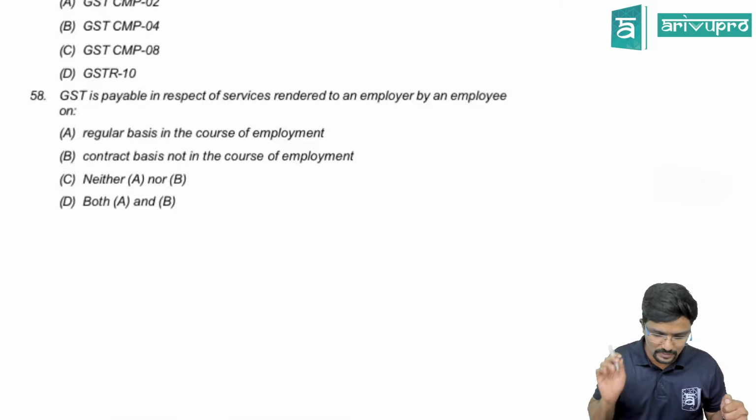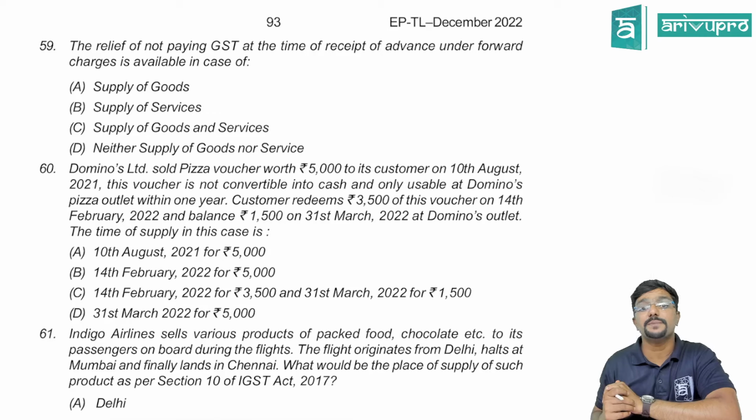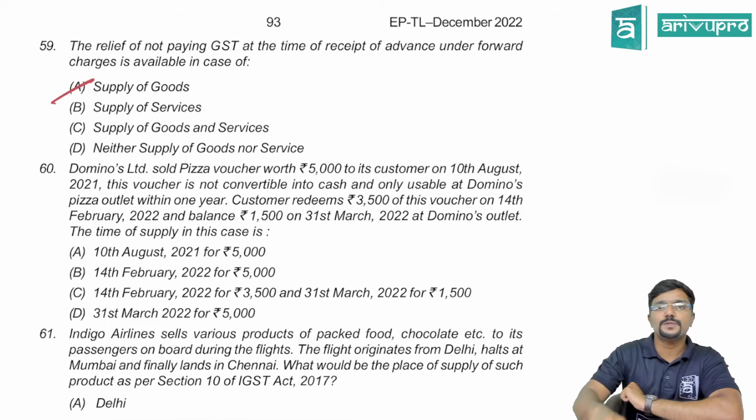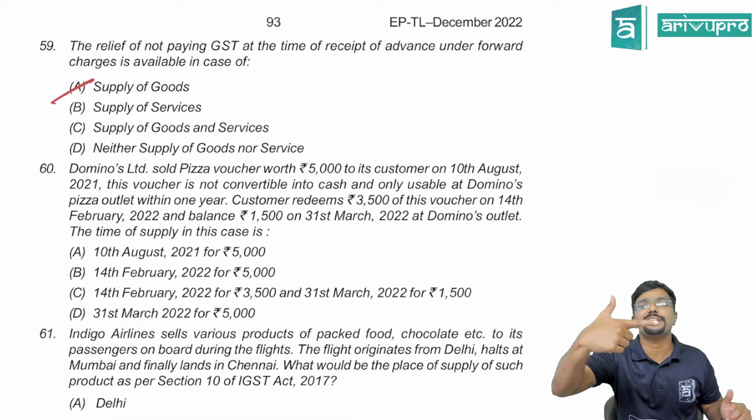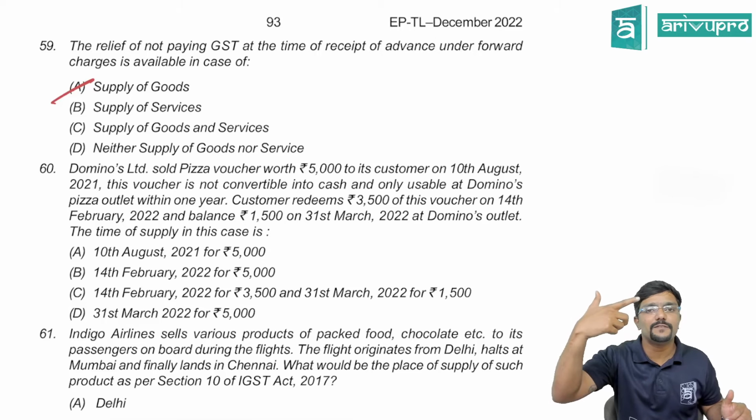Okay. Then going to next question. The relief of not paying GST at the time of receipt of advance under forward charges is available in case of which? Supply of goods. See, for goods, time of supply under forward charge means earlier of 2 dates. The actual date of issuing the invoice or the due date of issuing the invoice. Whereas date of receipt of payment has been removed. So it is not there, guys.